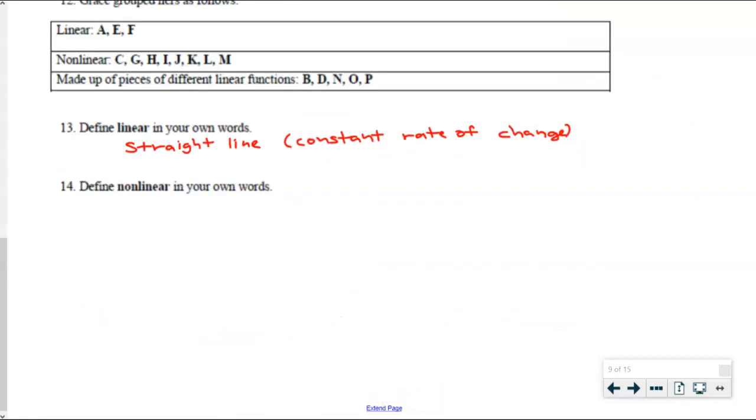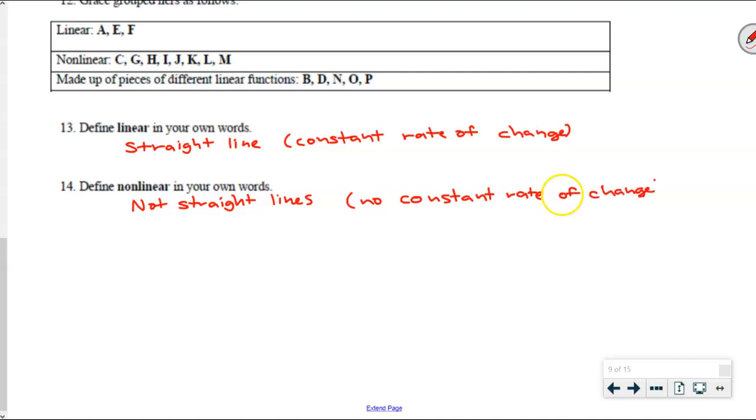Nonlinear would be not straight lines. Which also means down the road, and you will learn about this quite a bit more in future years, there is not a constant rate of change. These are the features of functions that you need to know.